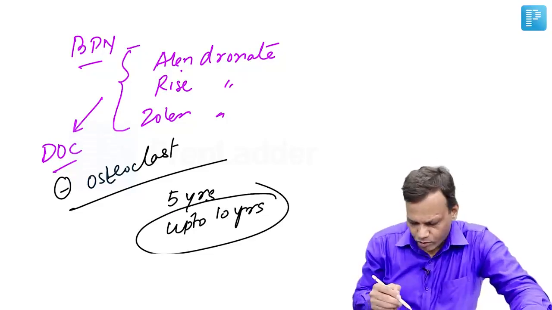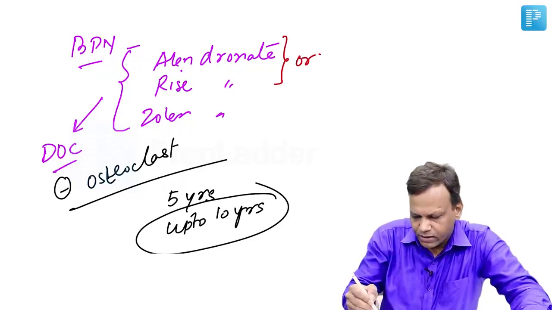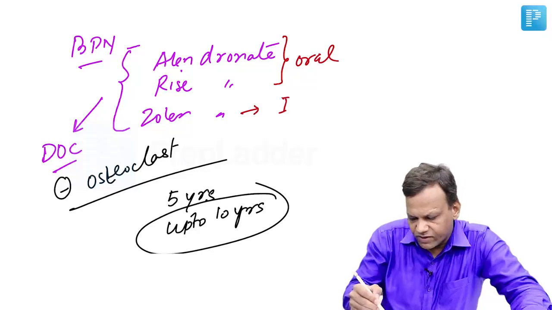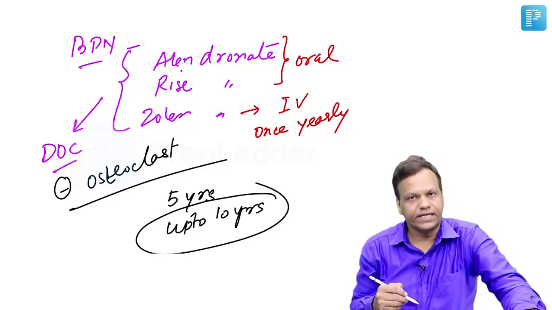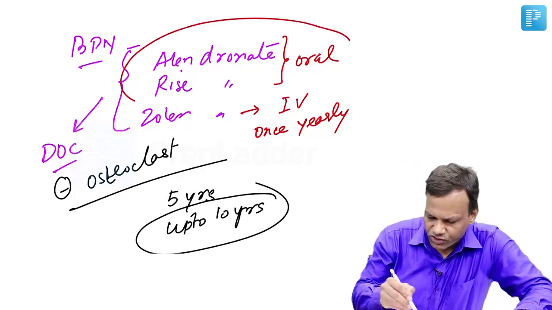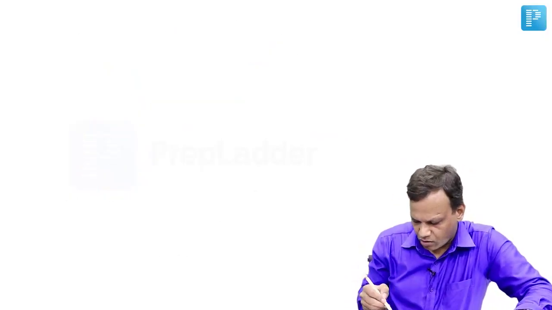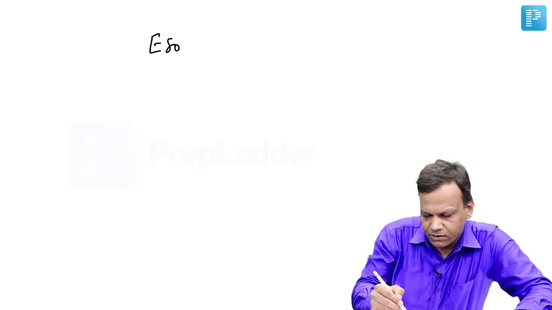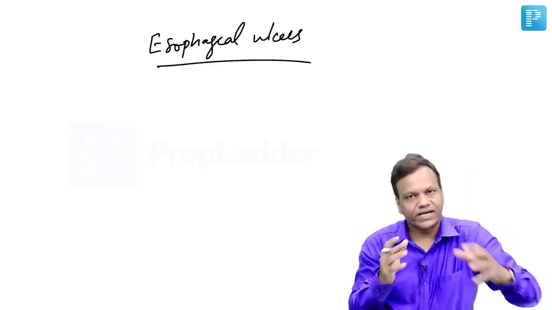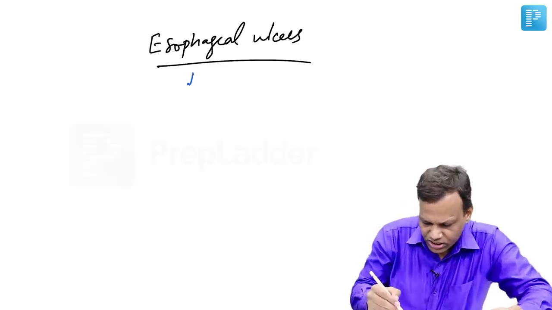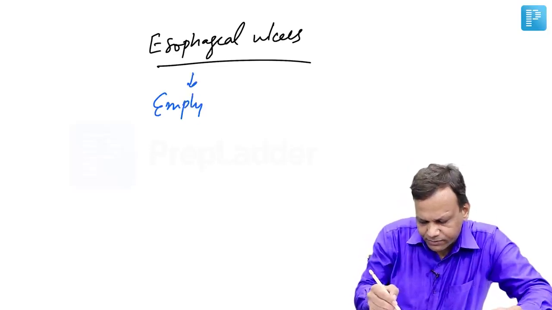Now alendronate and risedronate are given orally, whereas zoledronate is given IV once yearly. One IV infusion is given in a year. Now, for oral bisphosphonates, the main precaution is they can cause esophageal ulcers. The main side effect is esophageal ulcers. So we need to protect the person. There are 3 important precautions: always take on an empty stomach.